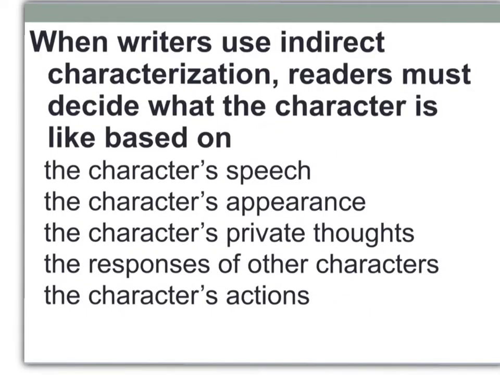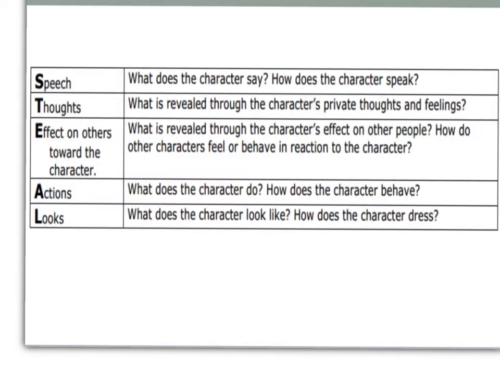When writers use indirect characterization, readers must decide what the character is like based on a couple of things here: the character's speech, his appearance, the character's private thoughts, the responses of other characters to this character's actions, and then the character's actions themselves. So a little acronym to help us with characterization is STEAL. It concerns speech, thoughts, effects on others towards the characters, actions, and looks.